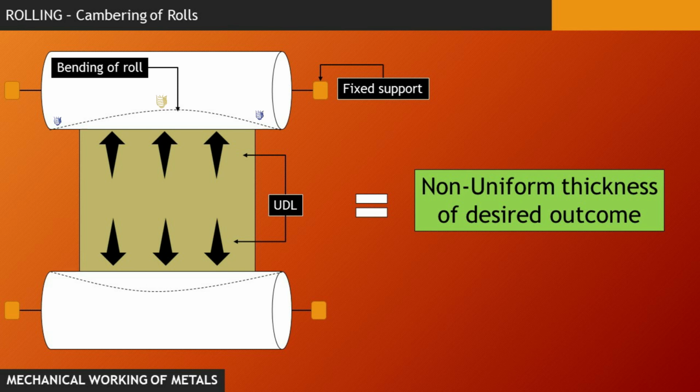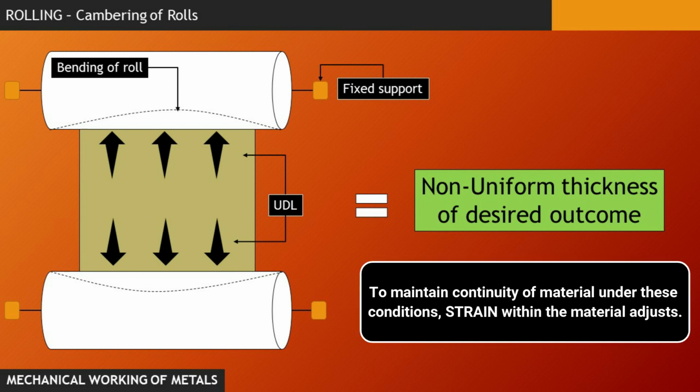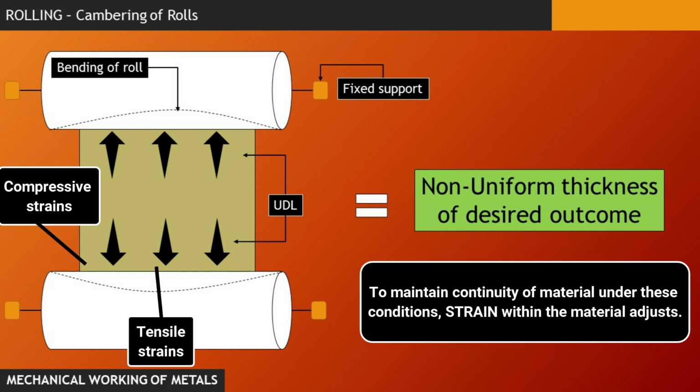That is, the edges are thinner than the central portion, since the reduction in thickness is converted into increase in length of the strip. The strip elongates more at the edges relative to the center. However, the material is continuous, and to maintain this continuity, strain within the material adjusts, and there are compressive strains on the edges and tensile strains at the center, as you can see here.